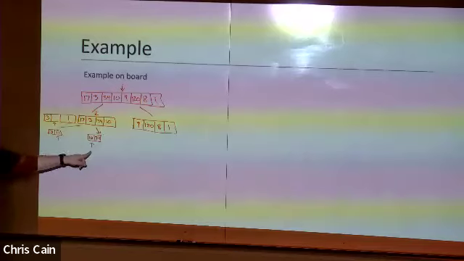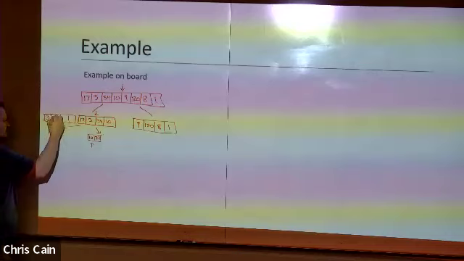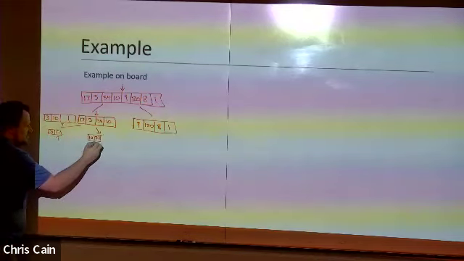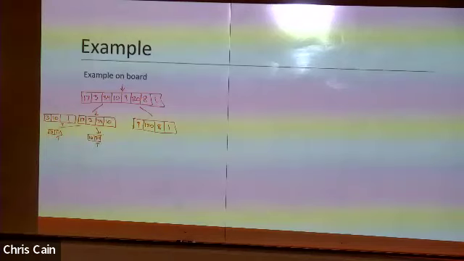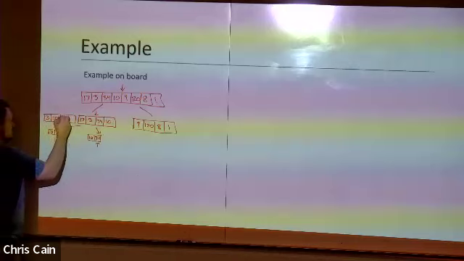Which is smaller, 17 or 10? 10. So you write that here. We bump up this pointer. We bump up this pointer. Which is smaller, 17 or 34? 17. So we're going to put this here.